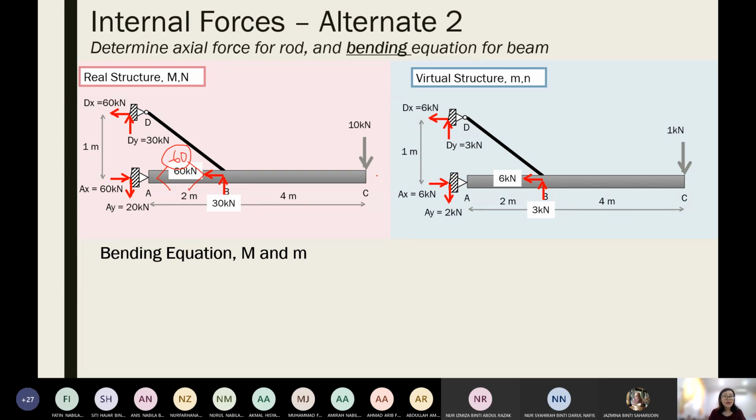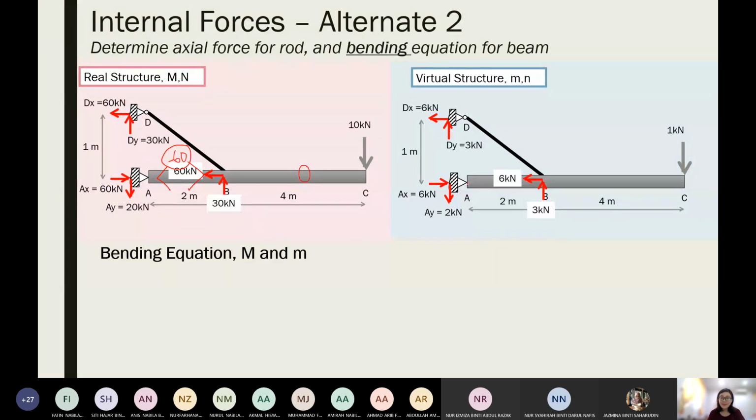Then you go to C. At joint C, you don't have any horizontal force, right? So definitely the axial force here is 0. You solve joint by joint. I repeat now for the virtual structure: for beam AC, you want to solve for axial force, right? You can just solve like your method of joints.